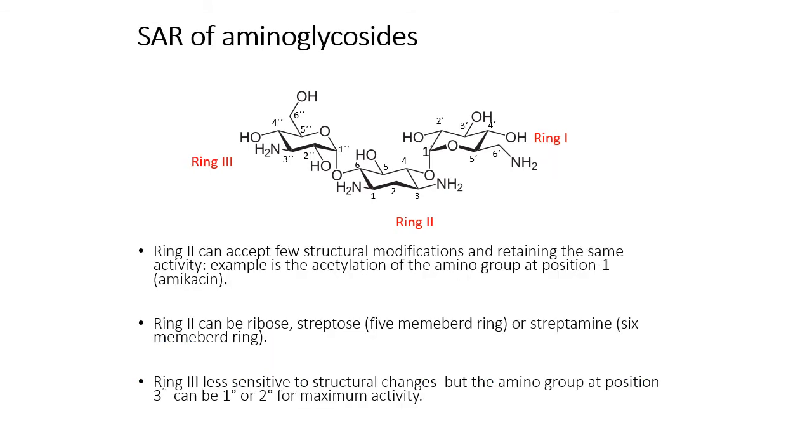Okay, just a little bit more on the structure activity relationship of aminoglycosides. I just talked through this briefly. Ring 2 here can accept a few structural modifications. For example, you can acylate the amino group at position 1, which is this one here, to make, for example, amikacin. Ring 2 can, as we see here, also be a ribose or streptose or streptamine, the different sugar configurations. And ring 3 is less sensitive to change, but you can play around with this amino group here, which can be primary or secondary.